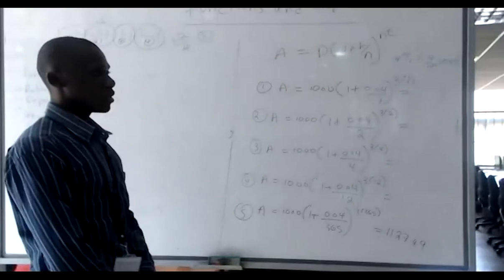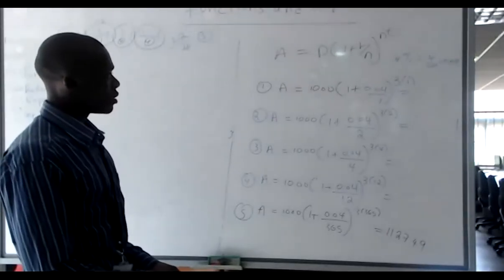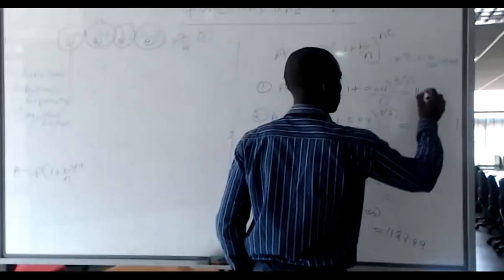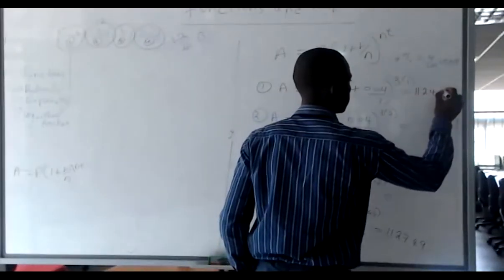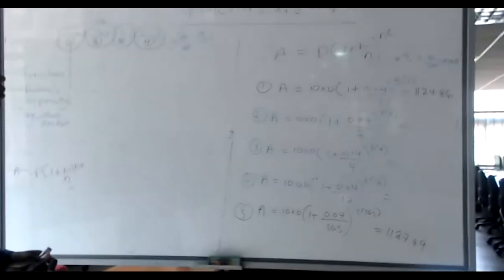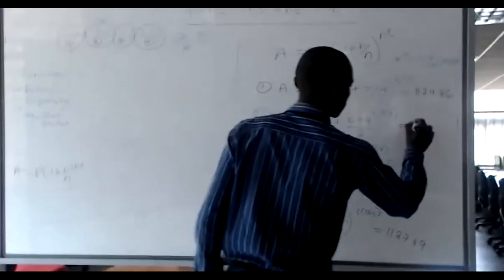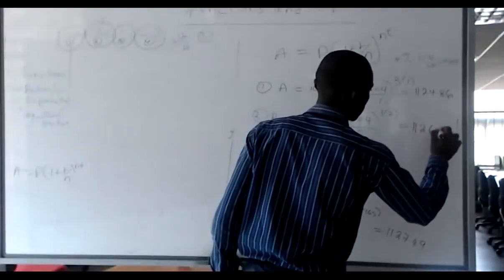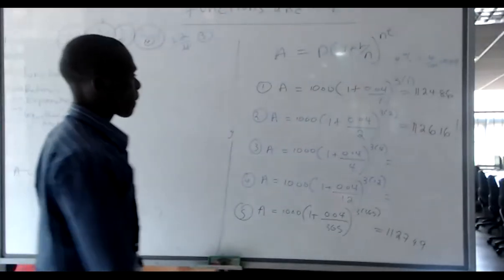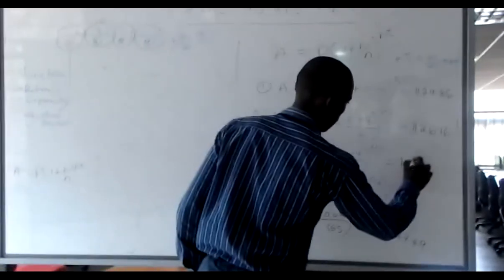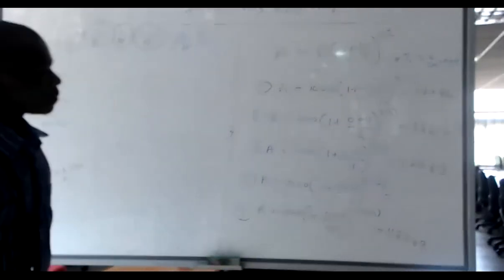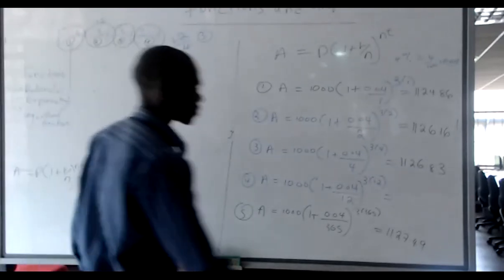These other ones? The first one is 1124.86. How about the second one? 1126.16. How about the third one? 1126.83. And how about the fourth one? 1127.27.